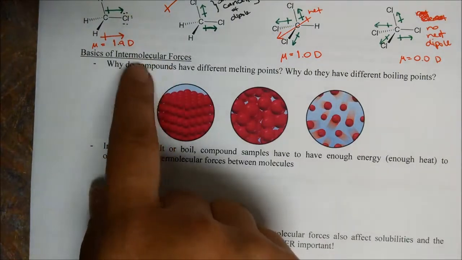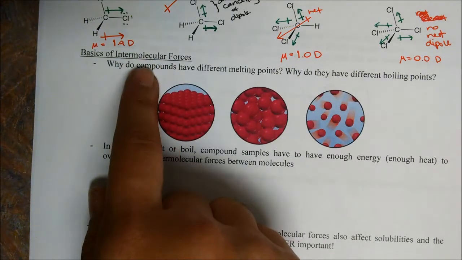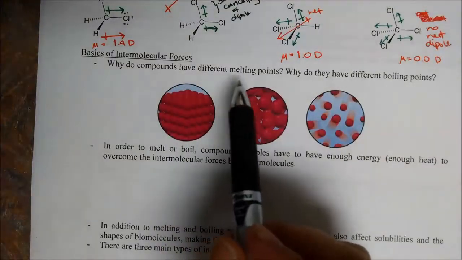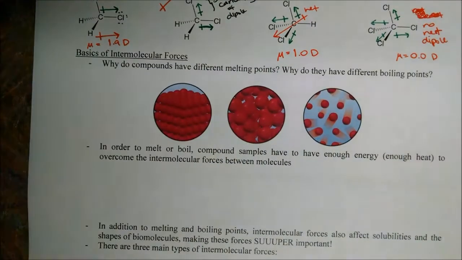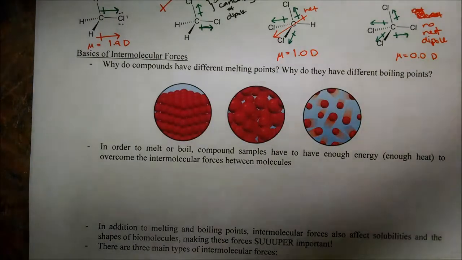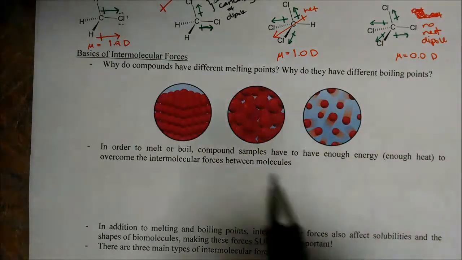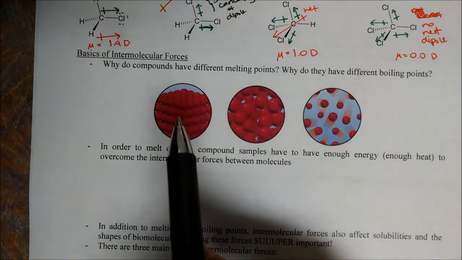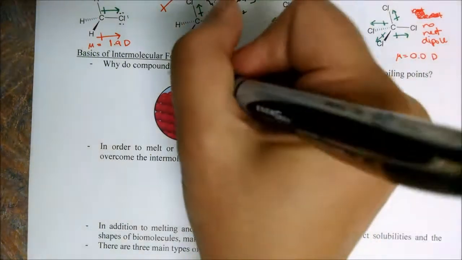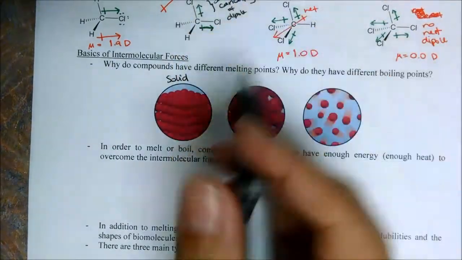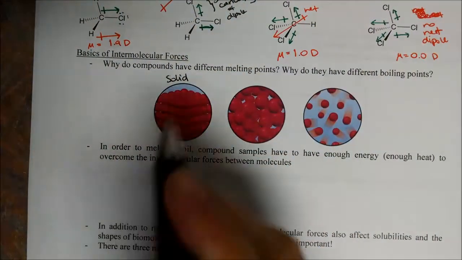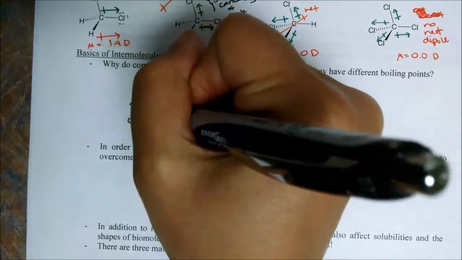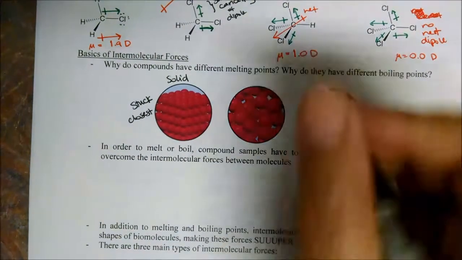And it really has an effect on these intermolecular forces. Intermolecular forces. So have you ever thought about why different compounds have different melting points or why they have different boiling points? Well, in order to boil or in order to melt, we have to overcome the forces that are holding the molecules in their current state. So you can see here, this is a nice depiction of a solid. You can see that everything is ordered and packed very tightly, and so they're stuck a lot. Stuck closest. Here's a liquid.